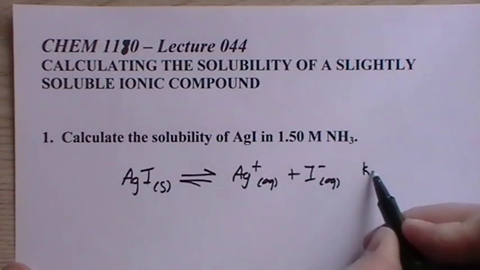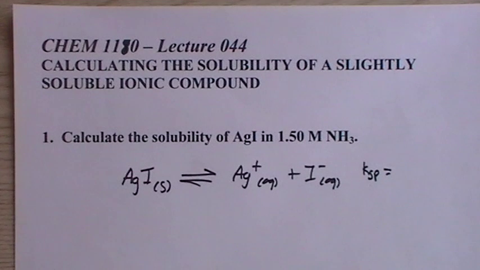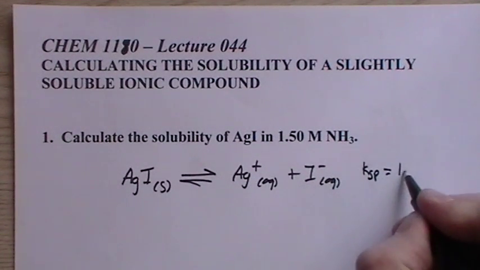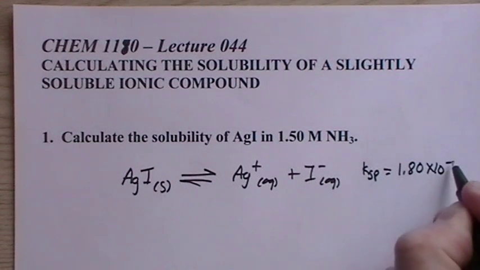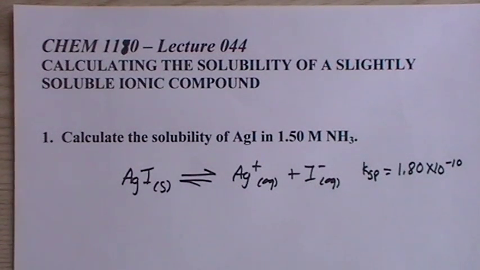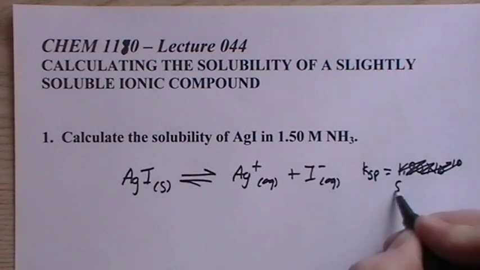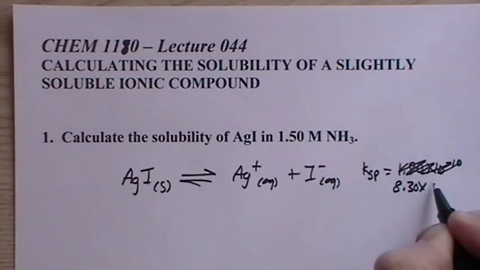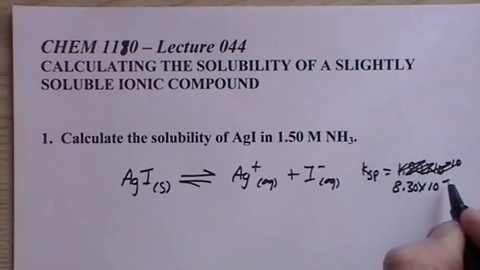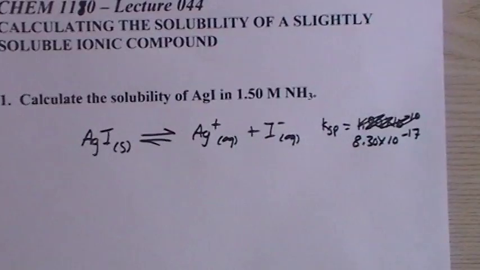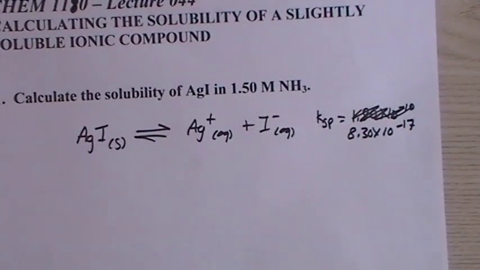And the Ksp for this reaction is, I should know this one, we use it so often, 1.80 times 10 to the minus 10. Oh, this is silver iodide. Okay, sorry. I was looking at silver chloride. I was going to say that doesn't seem nearly as small as it should be. It's 8.3 times 10 to the minus 17. Sorry. I said I should know it offhand because we use silver chloride all the time, but it's not silver chloride, it's silver iodide.